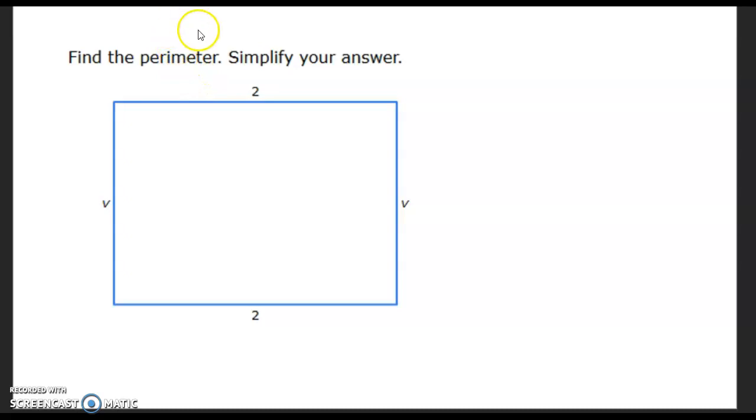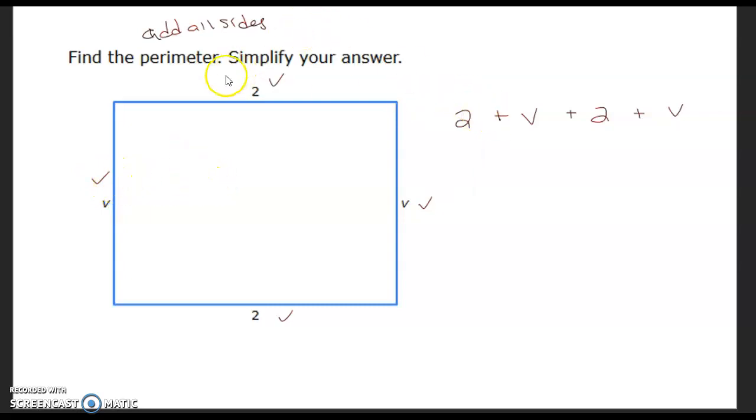So the first thing we have to know is what in the world is a perimeter? Perimeter is when you add all the sides. Okay, so adding all the sides here, let's go ahead and add. So we have 2, that's that side, plus V, that's that side, plus 2 plus V. I made sure I had all of the sides in there.